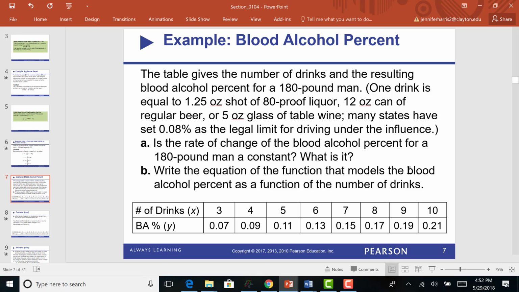So if I pick the first two, I've got 0.07 minus 0.09 over 3 minus 4. I'm just picking 2 points. All right, well, what's that going to be? Negative 0.02 over negative 1. Well, negative divided by negative is a positive. So again, we figured this out already. Y'all said every time you took a drink, you went up 0.02%. So we know that's the slope. So I got that part, but I don't know b for this one, so I can't finish it with this yet.